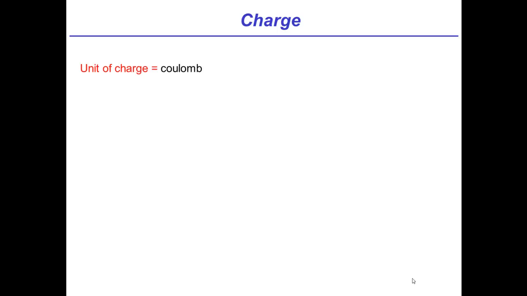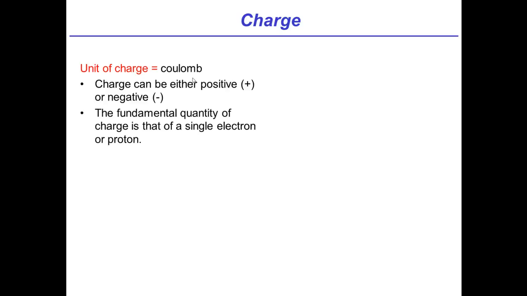In the module today, we're going to talk about various fundamental electrical parameters. And the first parameter to talk about is charge. Now, the unit of charge is a coulomb. And it's important to note that charge can be either positive or negative. So the unit of charge just tells us, if I talk about a certain number of coulombs of charge, that will generally be positive, but I can have both positive and negative values.